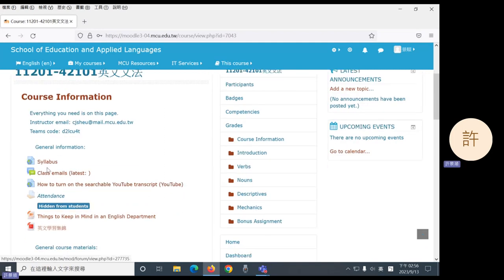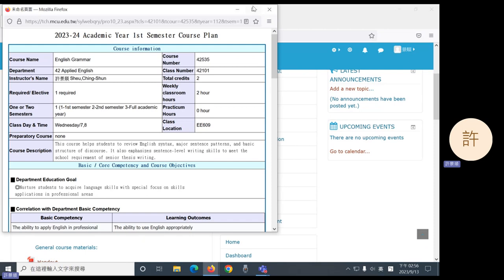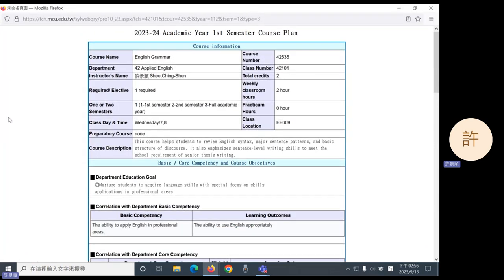Next is the syllabus. This is what we're going to be doing in this class. So in our department, you will be taking two semesters of grammar. This semester is everything up to a full sentence. So like, you know, words, nouns, verbs, and then all the way up to a sentence. The second semester is between different sentences and connecting sentences.